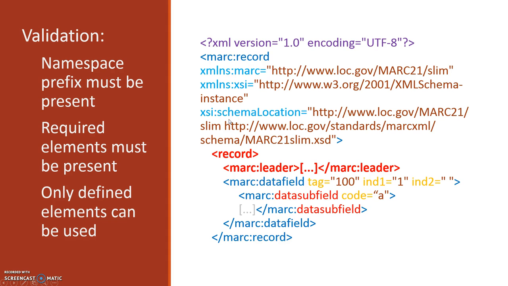The MARC schema consists of predefined elements and attributes that you can use. You cannot create your own additional elements or attributes. For example, you cannot use record simply like this. You have to have MARC record like up here.